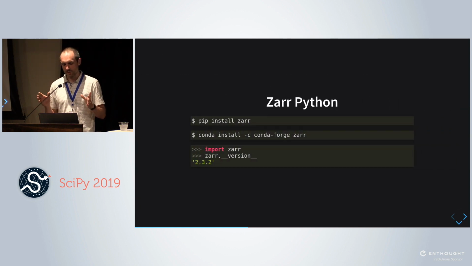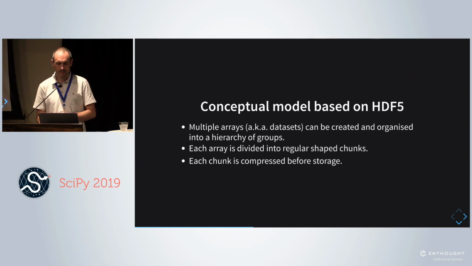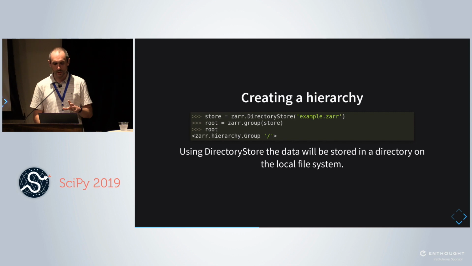And so now there is a Zarr Python package. You can install it with pip or conda. The current version of the package is 2.3.2. And Zarr is heavily inspired by and follows the conceptual model of HDF5. So you can store multiple arrays and organize them into a hierarchy of groups. Each array is divided into regular shaped chunks, just like in HDF5, and each chunk is compressed before storage. So that's the basic model that we're working with. That's the same. And so here's some code just showing you how you do some things with Zarr.